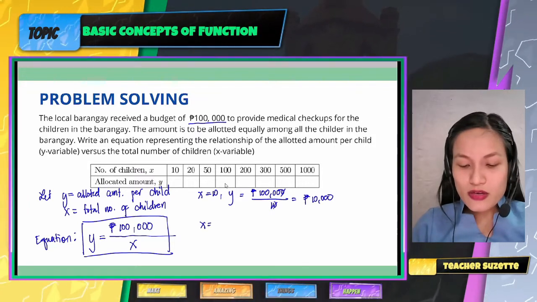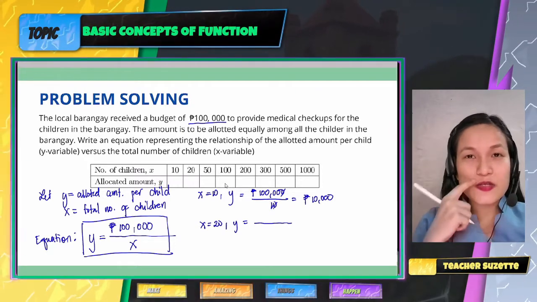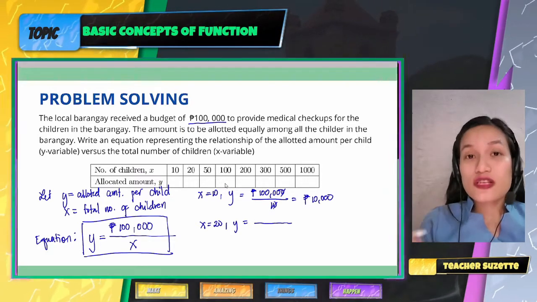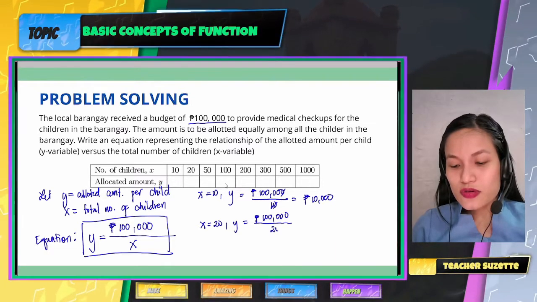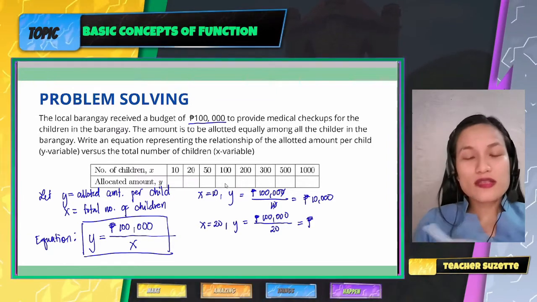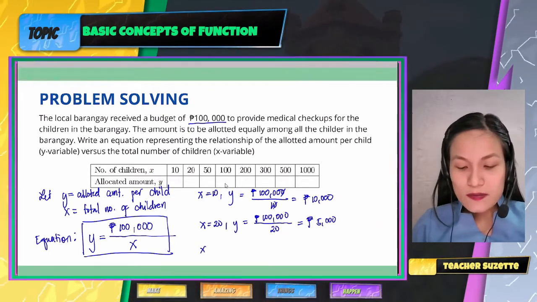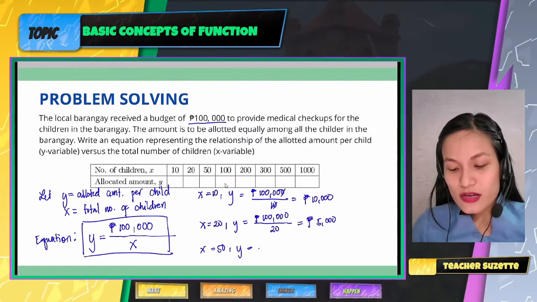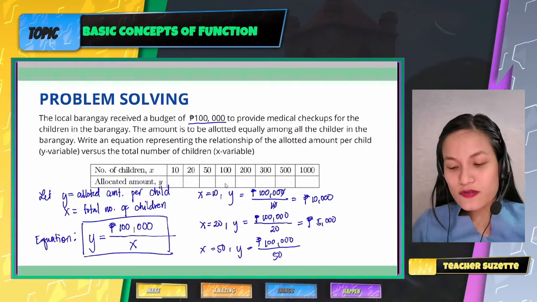Now, paano pag ang x mo is 20? Same process lang din. Ganun lang din, gamit yung equation natin that shows the relationship between the allotted amount per child and the total number of children. Ayan. Solve lang natin. So, ang x natin is 20. So, therefore, pagka sinolve mo yan sa calculator, the answer will be 5,000 per child. Then, ganun ulit. Pagka meron ka namang 50, same process lang. Evaluate mo lang gamit yung iyong equation na 100,000 over 50.